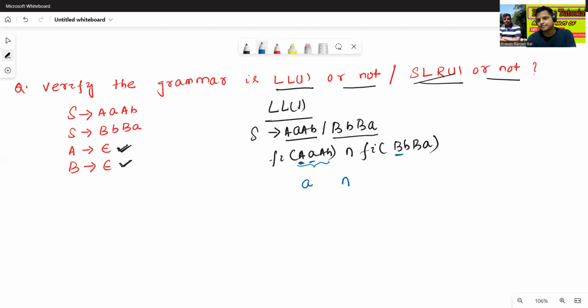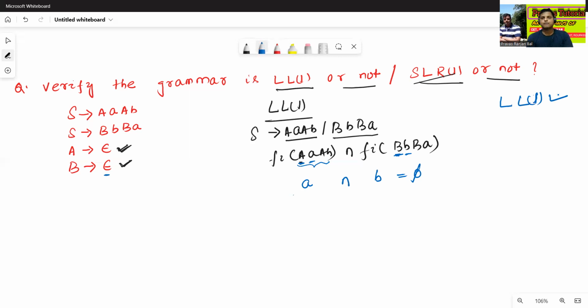Similarly, first of B. First of capital B, the non-terminal B, also contains epsilon. Since it contains epsilon, we'll remove epsilon from capital B and then go to the next, which is small b. So first of A intersection first of B equals phi. Since the intersection equals phi, this grammar is LL1.